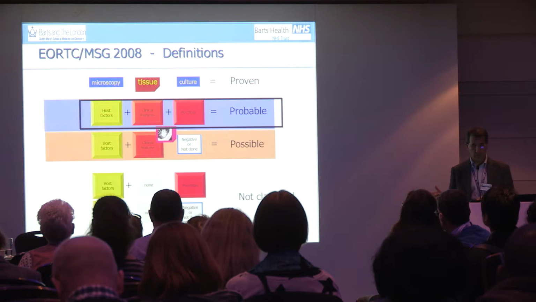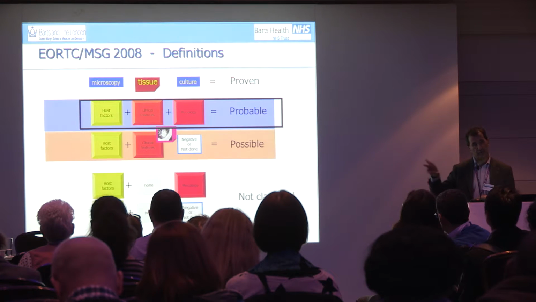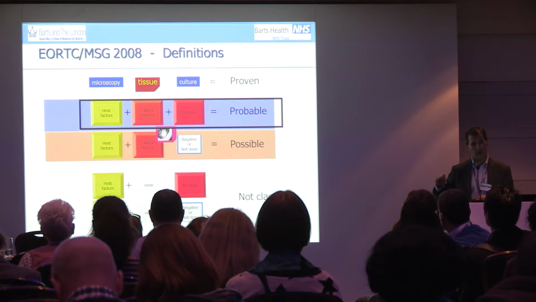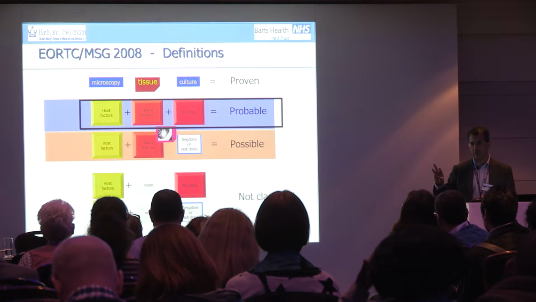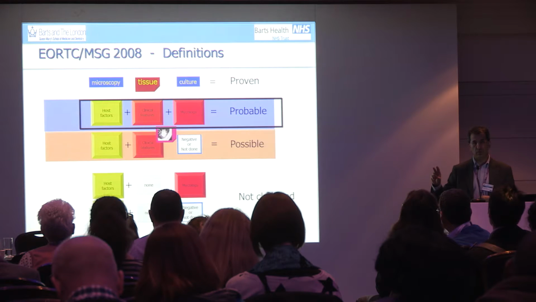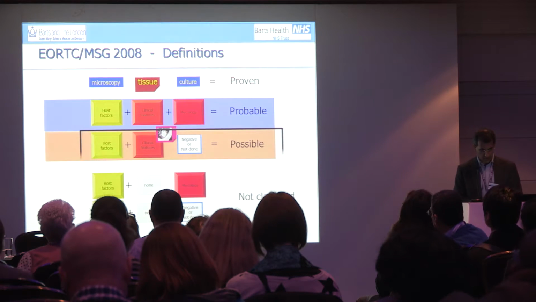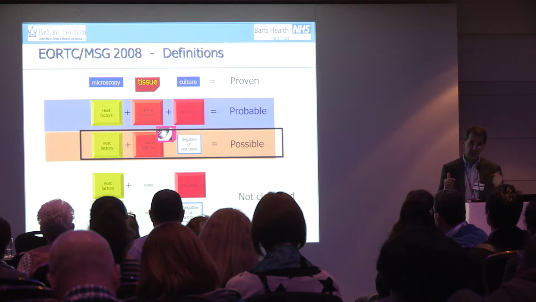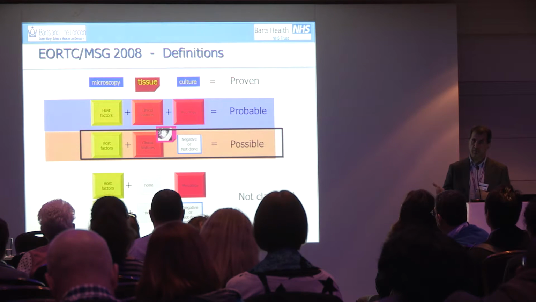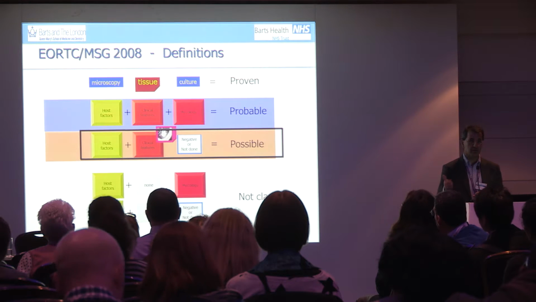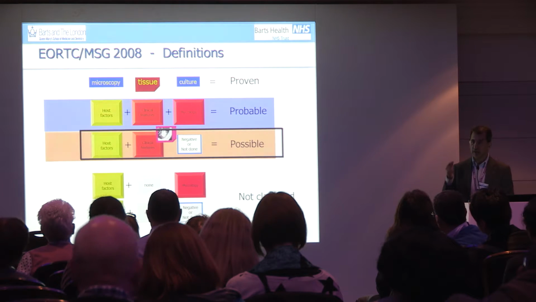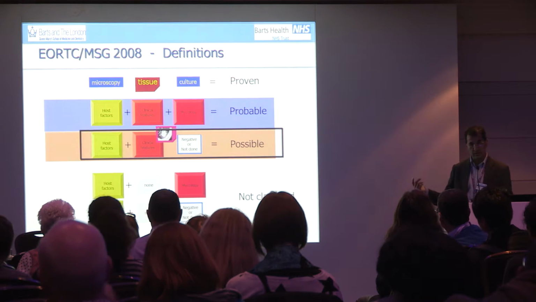So probable is regarded as the three factors I mentioned as being present: host at risk, imaging, and a mycology result suggesting a fungal infection. So that's probable. Now, if you have all of that, you have host, you have the imaging, but you don't have any mycology, microbiology evidence of a fungal infection, that's a possible, according to these criteria.